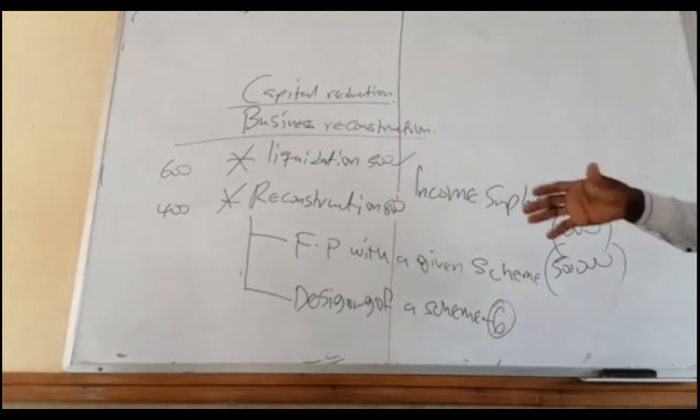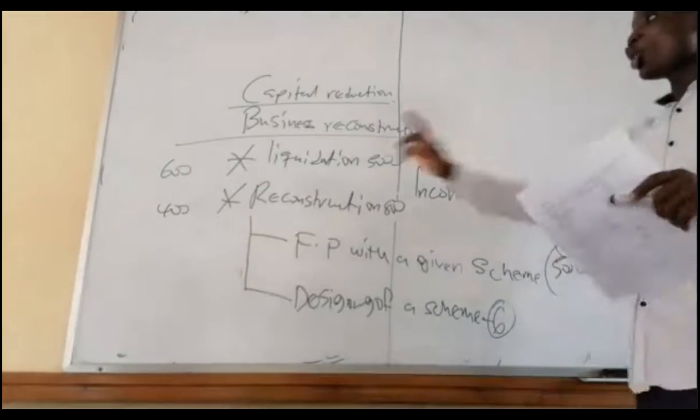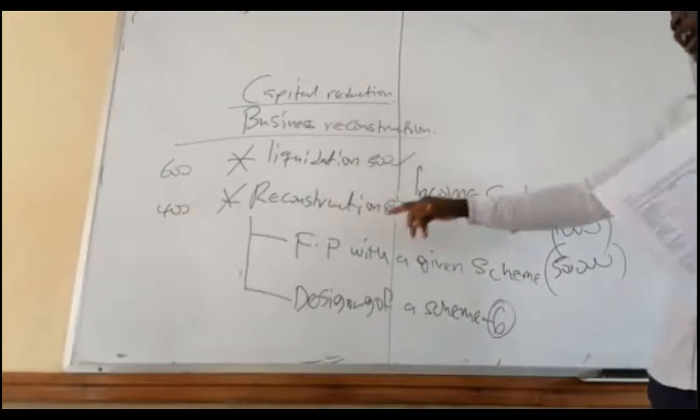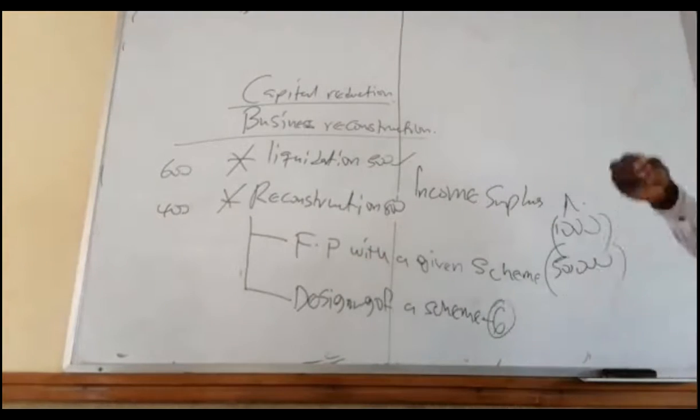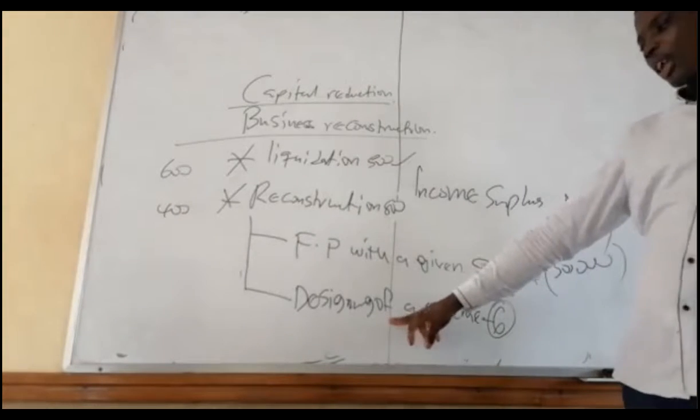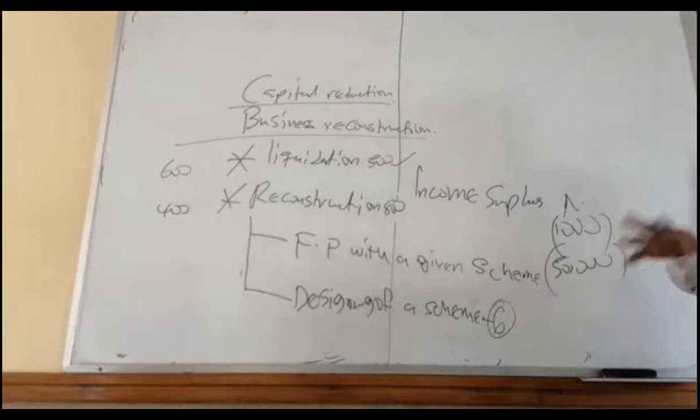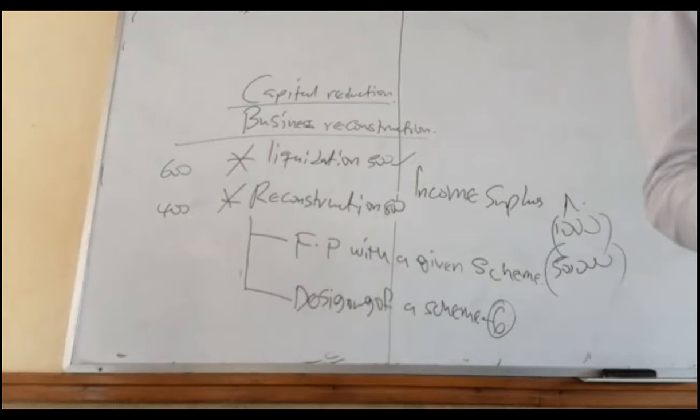So today, our main aim is to know how to do liquidation, know how to prepare financial position with a given scheme. Then finally, we should know how to design a scheme using the 6 standard steps. The 6 standard steps. That's all. Good. So we will start.